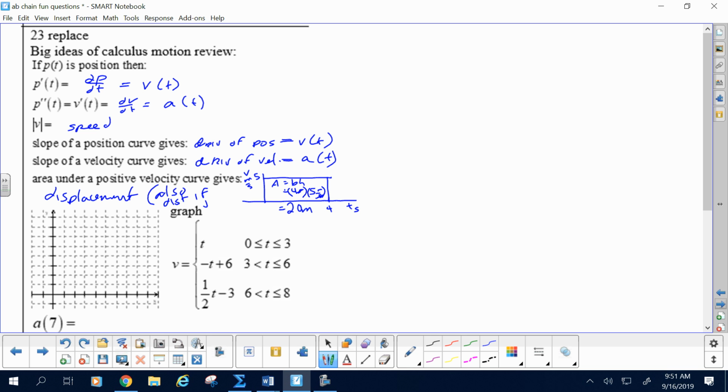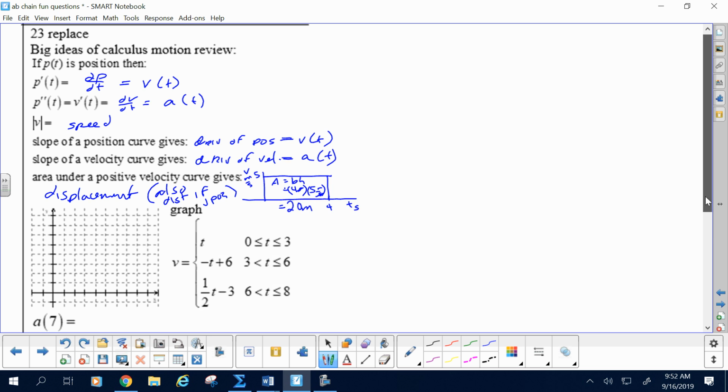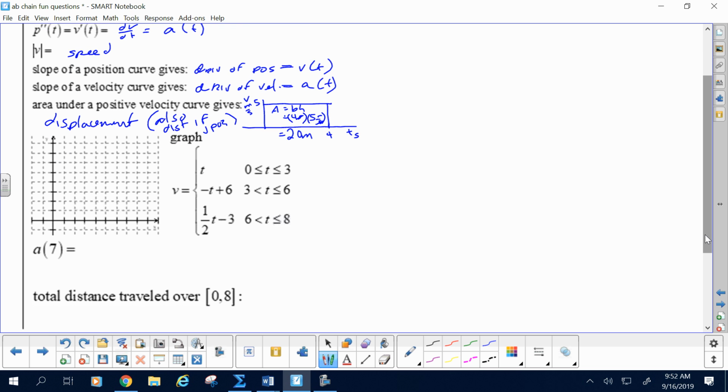If the velocity is positive, you're only moving one direction anyway, so how far you go and how far you're displaced are the same. Now, they're not always going to be the same this year, but in this case, it's a simple case, and they are the same.